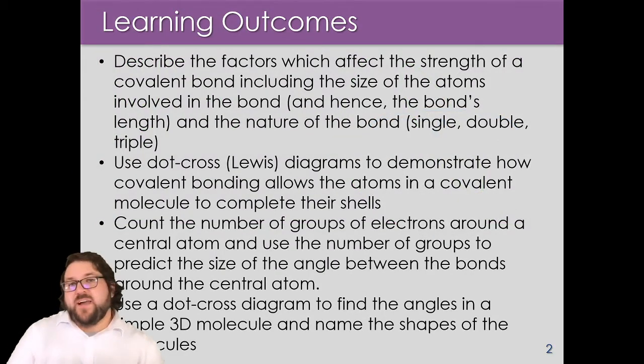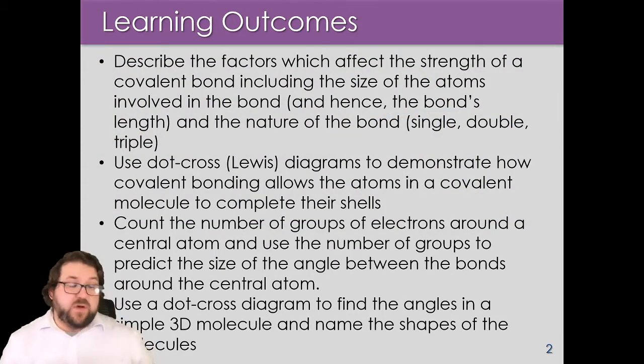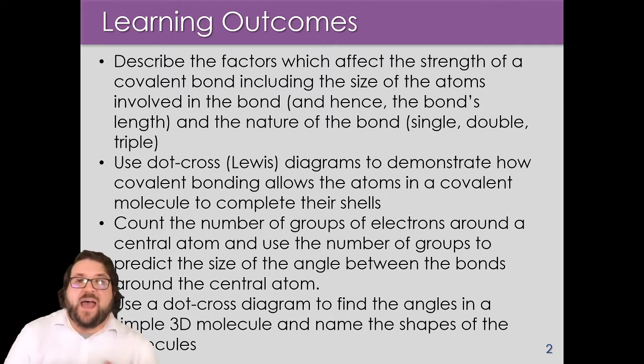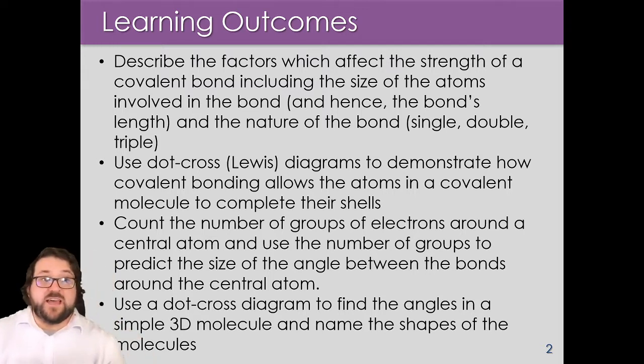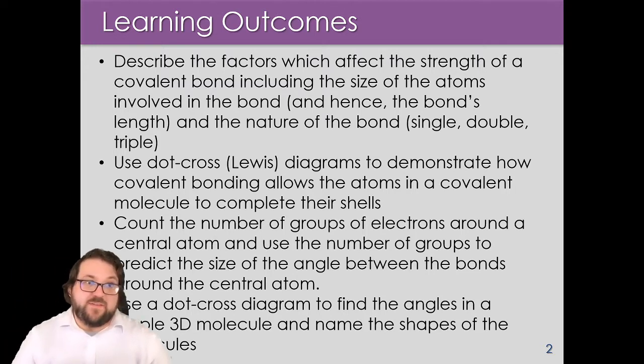We're going to describe factors that affect the strength of a covalent bond. We're going to look at how you map out where the electrons come from in a molecule and draw dot cross diagrams. And then we're going to use those dot cross diagrams to find the shape of a molecule as a whole and find out about the angles around that atom too. So that's what they are there for.